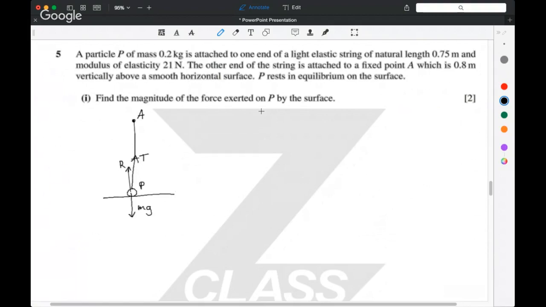We want the magnitude of the force exerted on P by the surface. So we've got to remember that R is always just equal to, if the thing isn't moving, if it's in equilibrium, then it can't be moving.